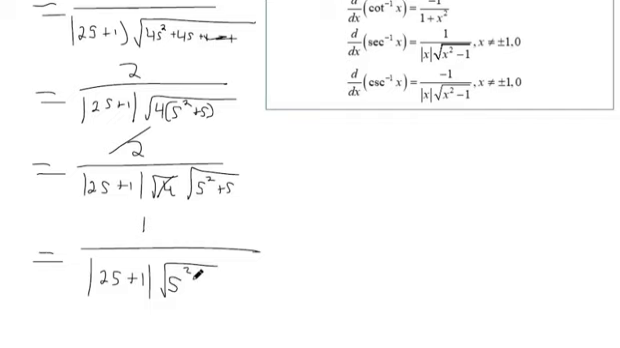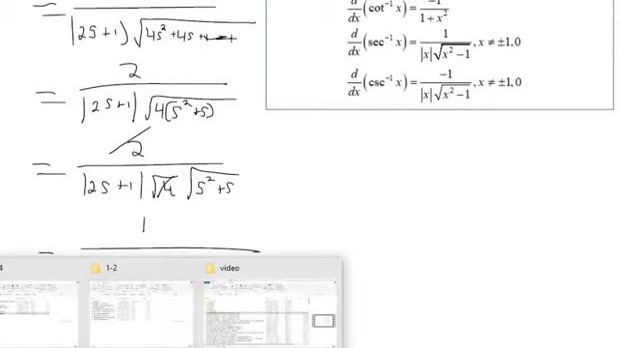Okay, so the square root of 4 is 2. 2 divided by 2 would make just 1. So this is 1 over the absolute value of 2s plus 1 times the square root of s squared plus s. And that's it. So if you do these problems and you check your answer in the back and it's not exactly the same, it could be just because there's some algebraic rewriting that needs to happen.